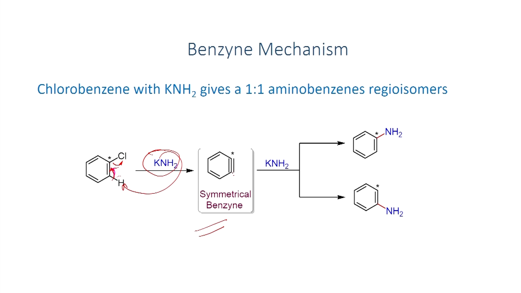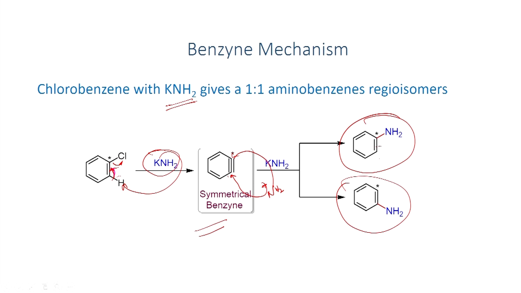Once you form this one, the benzyne is very reactive, and it can undergo addition at either this carbon or that carbon. If it undergoes addition here, you will be able to get this aniline. On the other hand, if the reaction takes place here, you get this. And if you look at this, when you react chlorobenzene with KNH2, it gives a 1:1 mixture of anilines, which clearly shows that you form the benzyne intermediate, which can undergo reaction to give a mixture of compounds.